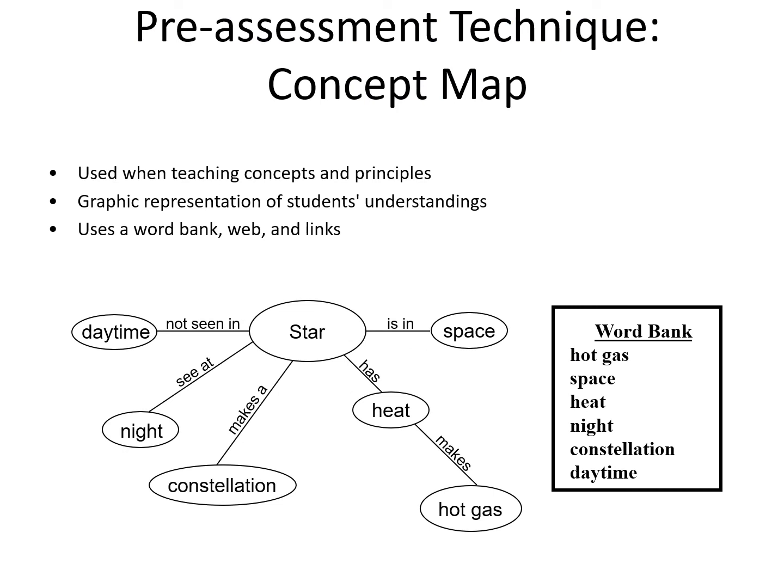A concept map is an interesting pre-assessment. Here you put a concept in the middle and you put related words in the bubbles, or you give them a word bank and they have to fill in the words and say how they're related. So this teacher is about to teach her students a lesson about astronomy. So she wants to see if they know how all these things are related to stars.